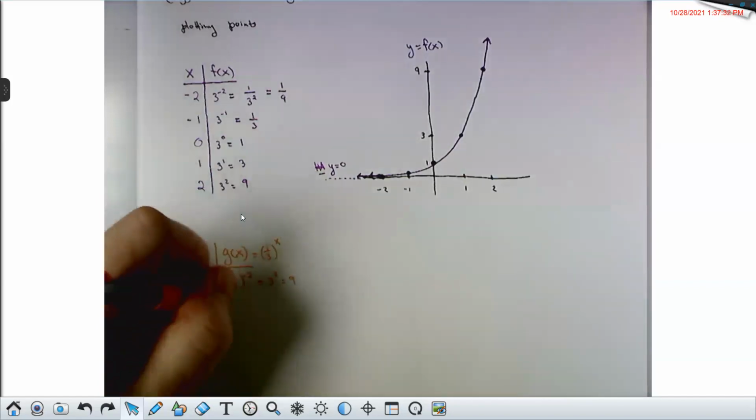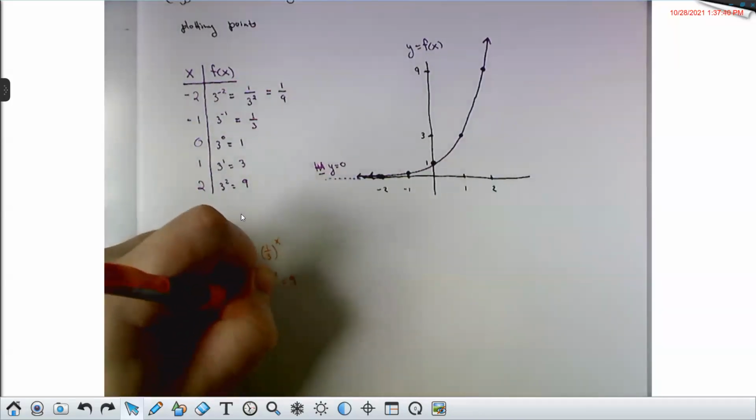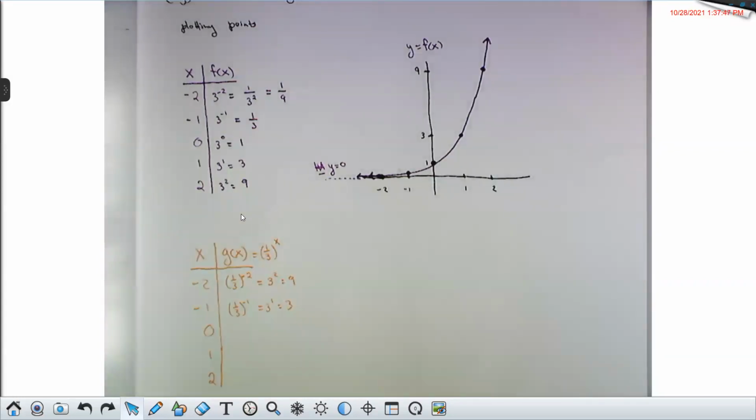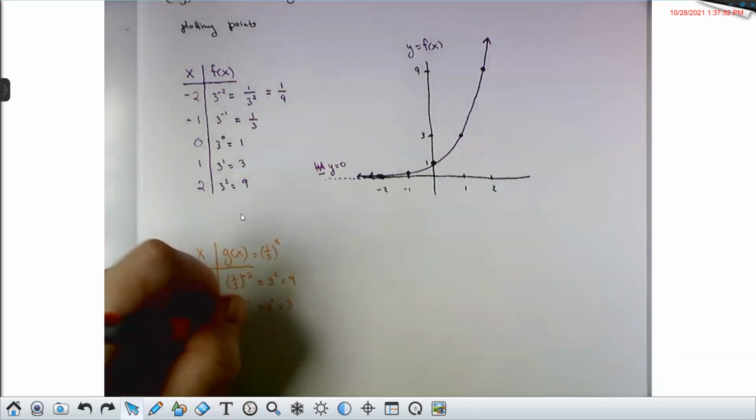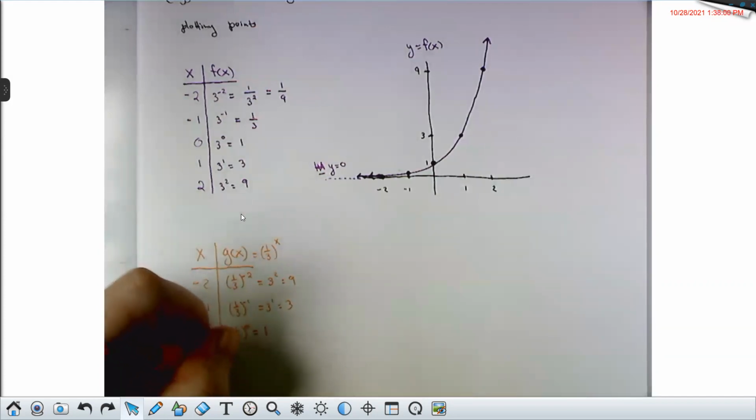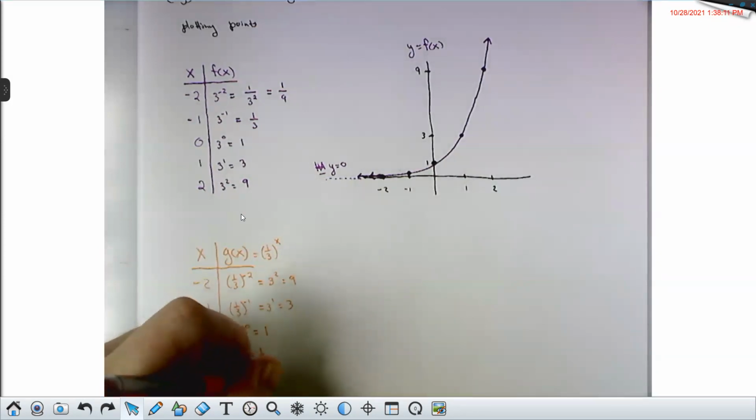g of -1 would be 1/3 to the -1, or the reciprocal of 1/3 to the +1. That's just 3 to the 1, or 3. One-third to the 0 is 1, because anything to the 0 is 1. 1/3 to the 1 is 1/3. And 1/3 to the 2 is 1/3 times 1/3, which is 1/9.